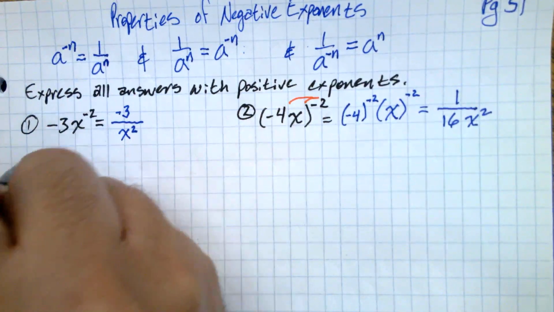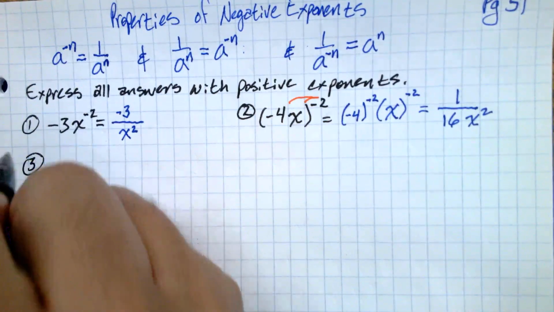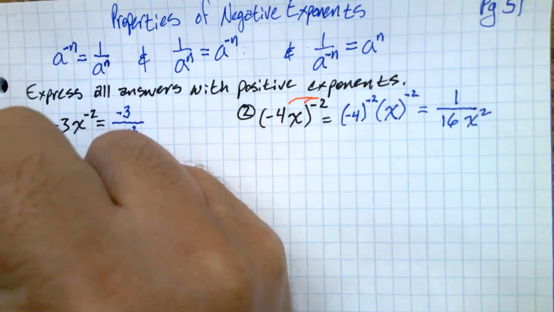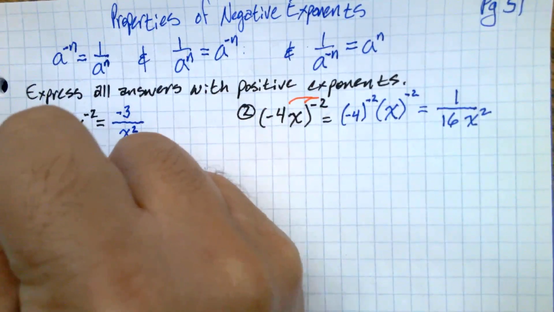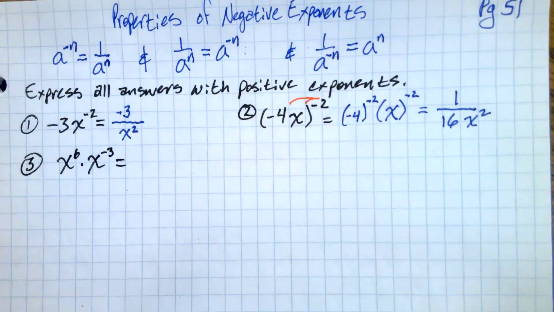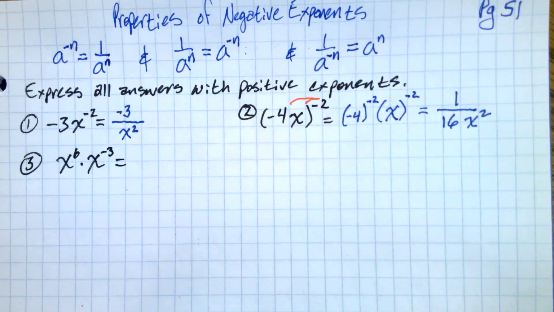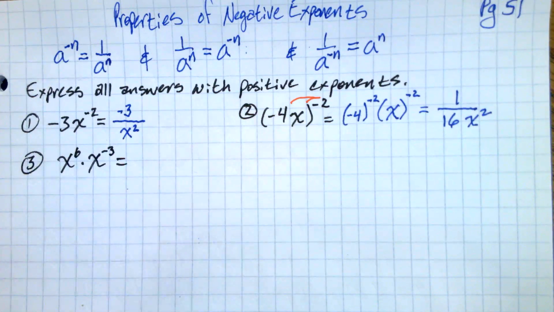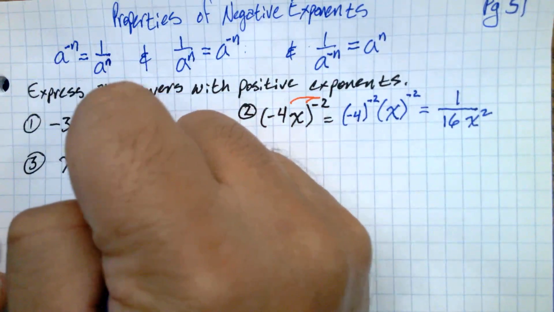Okay, number 3. X to the 6th times x to the negative 3. Okay? So we're going to multiply 2 powers with the same base. So first we got to do that rule. What do you do when you multiply powers with the same base? You add them, yeah. I'm going to show that rule because I don't want to lose anyone.